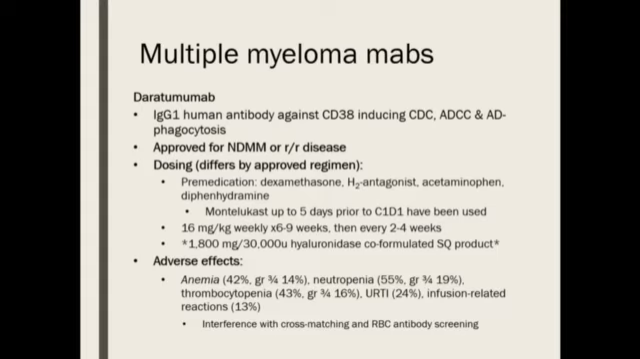Toxicities are here on the slide. Again, a decent amount of hematologic toxicities: grade 3 to 4 anemia in 14%, thrombocytopenia in 16%, upper respiratory infections 24%, and of course infusion-related reactions. And then calling out interference with cross-matching and RBC antibody screenings with any of the CD38 products, which we're going to talk about the other one here in a moment.